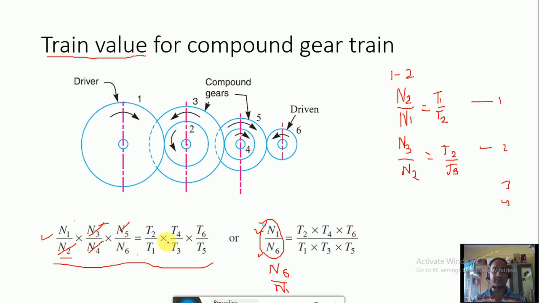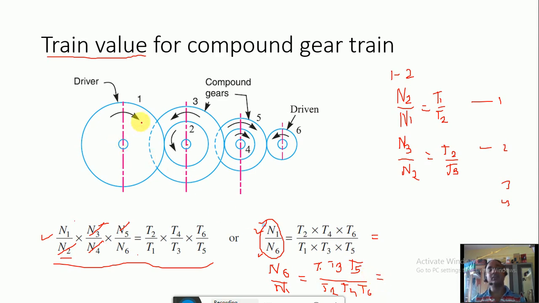N1 upon n6 must be equal to this, but the numbers of teeth are different, so they cannot be cancelled. Therefore, n1 upon n6 is equal to this product upon this product. So what is this product? We'll write down the inverse: n6 upon n1 equals t1, t3 and t5 on the numerator side, and on the denominator side t2, t4 and t6. Now, we can generalize this equation.